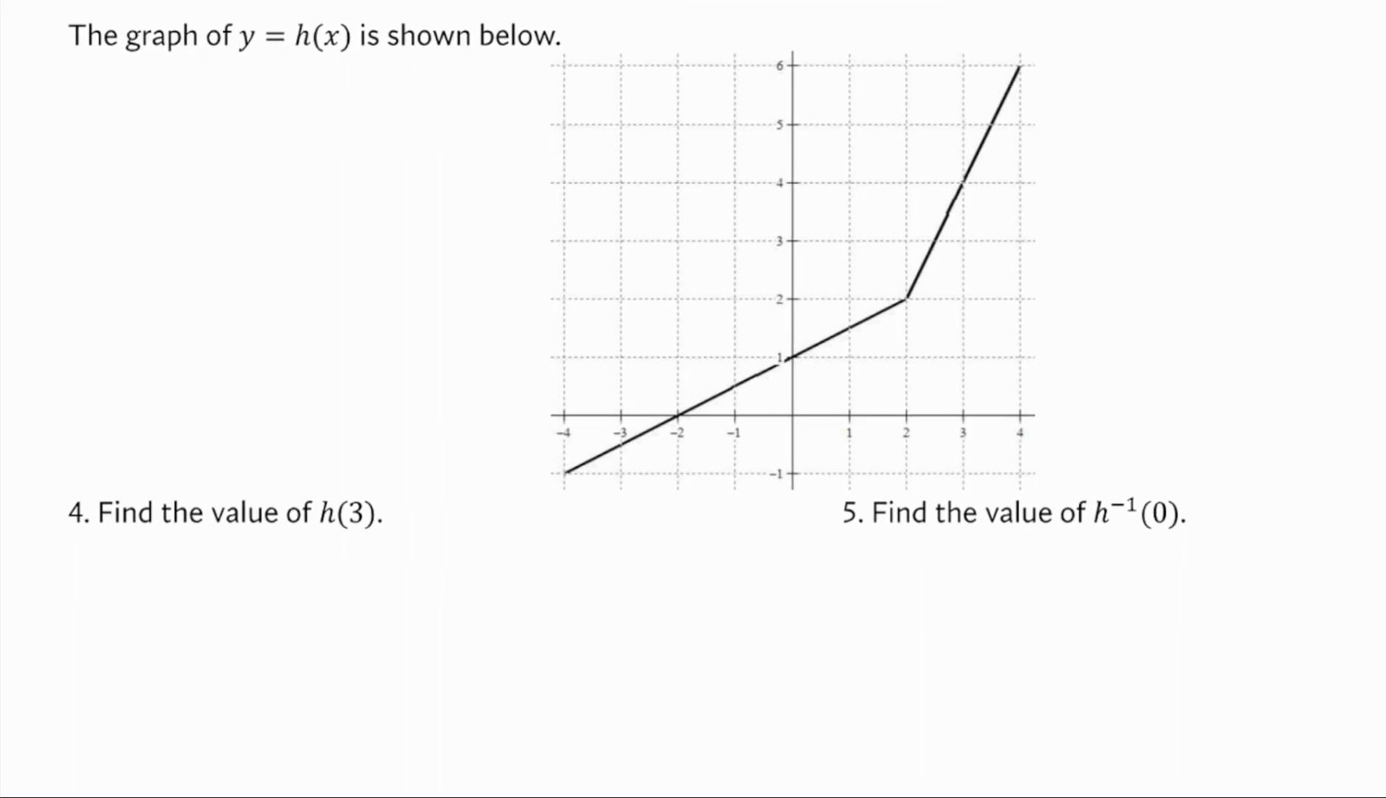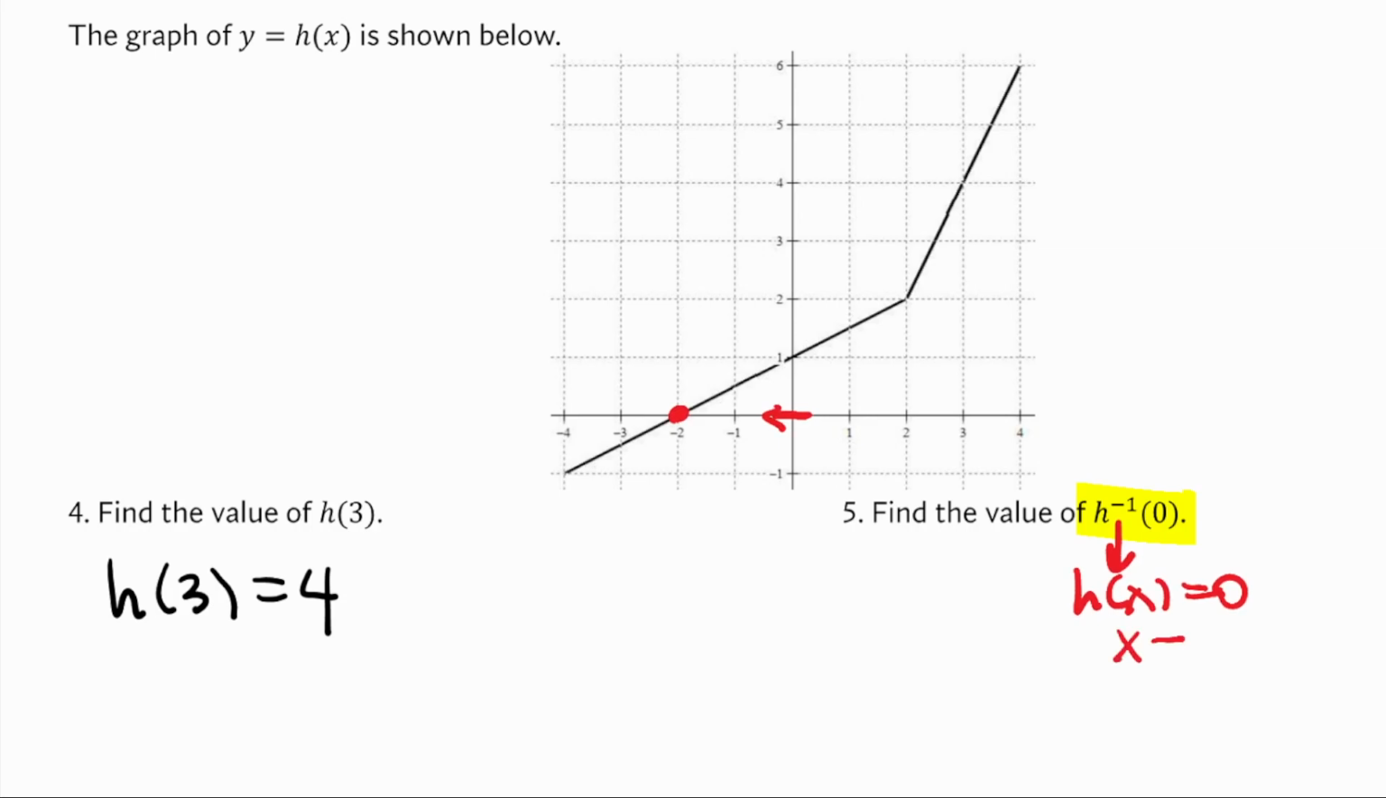Okay, if we've got a graph and we want the value of h of 3, we go to x equals 3, we look up and find the graph. That's going to be y equals 4. h of 3 is equal to 4. h inverse of 0, that's going to be the solution to h of x equals 0. So h of x needs to equal 0. And so I can say, all right, where y equals 0, that's right here. So I go over, I find the point on the graph right there that corresponds to x equals negative 2. So I'm going to say that h inverse of 0 is equal to negative 2.